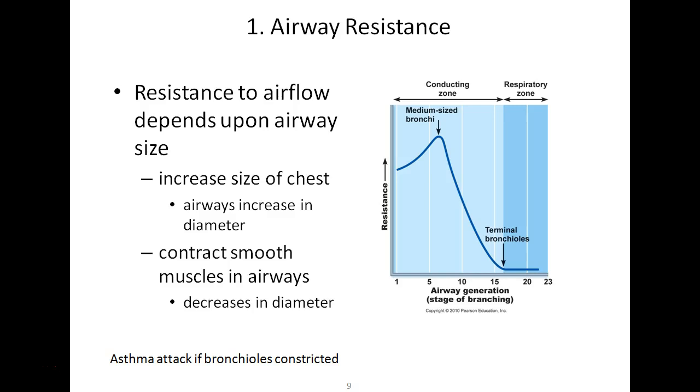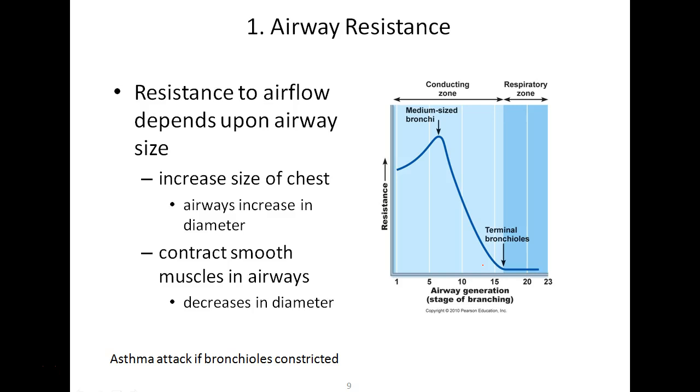We see that on the x-axis we have stages of branching. So take, for example, our main bronchi in our first stage of branching, whereas those terminal bronchioles have had many branches by this point. On the y-axis we have resistance. We also see a segment showing the conducting zone, our earlier airways, and then the respiratory zone is going to be those alveoli and such. So in summary, on this graph we see how resistance increases as we move into the medium-sized bronchi, and then as we get away from these medium-sized bronchi, the resistance decreases.